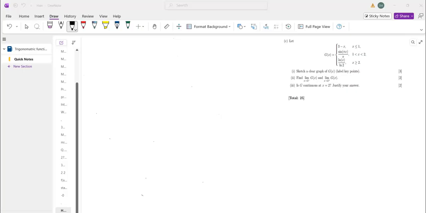And in this video, we're going to be still working on the limit problems. Okay, so now we have the function g of x, and the first question says we must sketch a clear graph of g of x and label the key points. Okay, so let's get right into it.